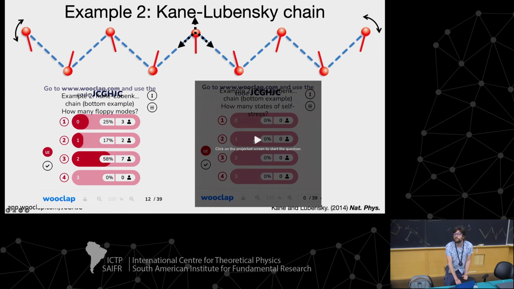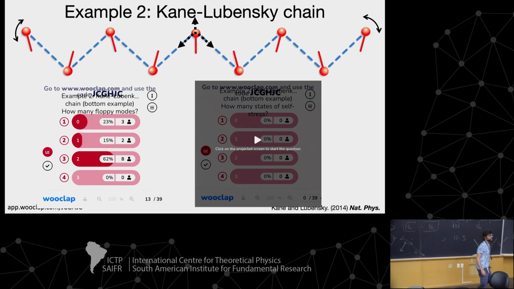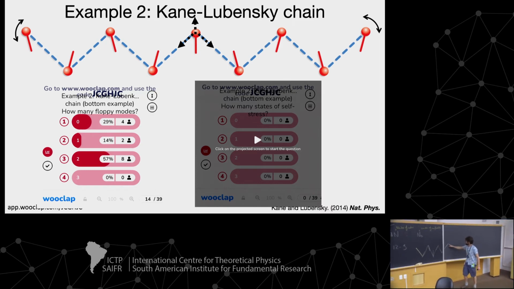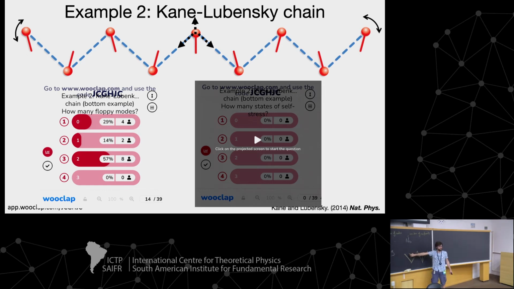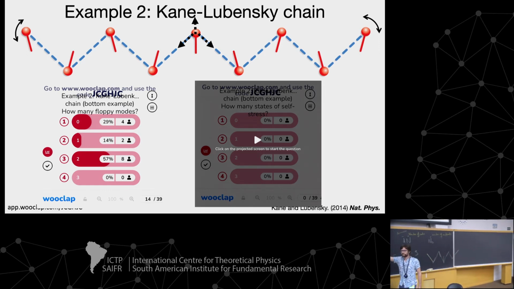All right, we have the responses. The majority is voting for 2. And indeed, it is 2, because if you look at the edges, you see that I have 2 rotors that have a collinear spring. So if I start to rotate that rotor, it's not going to change the length of that spring to linear order. It's going to change it to quadratic order, but not to linear order. So we have a floppy mode here and here. So we have two floppy modes.